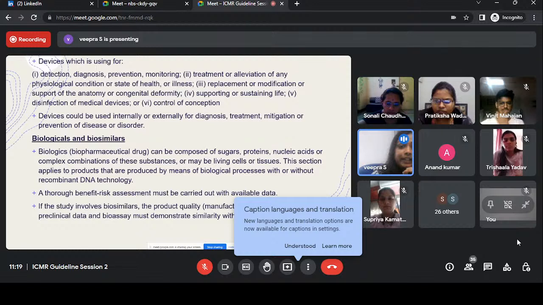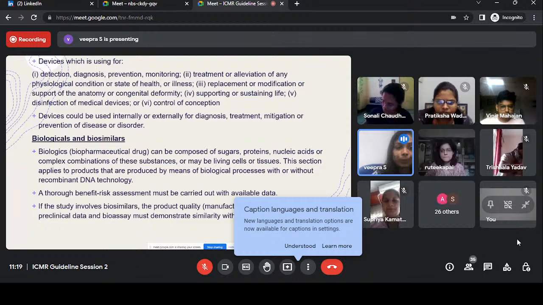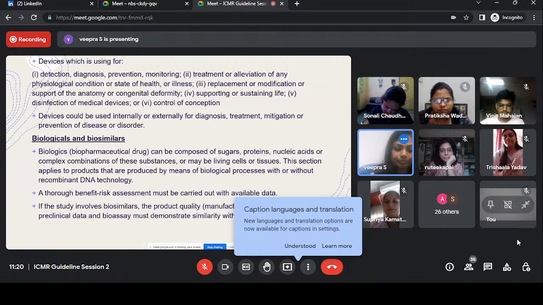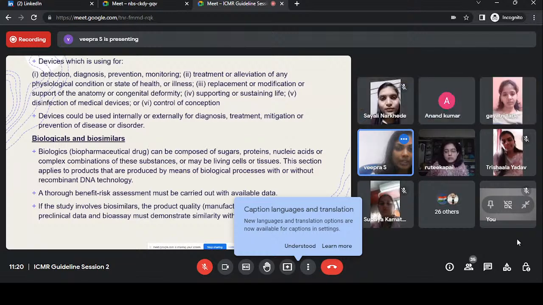So what is the timeline for SAE reporting? Within 24 hours, we will do the reporting. Then the follow-up report within 14 days. So who is responsible for the SAE reporting? The investigator is responsible for the reporting. To whom will the investigator do the reporting? The sponsor, the ethics committee and the regulatory authorities.